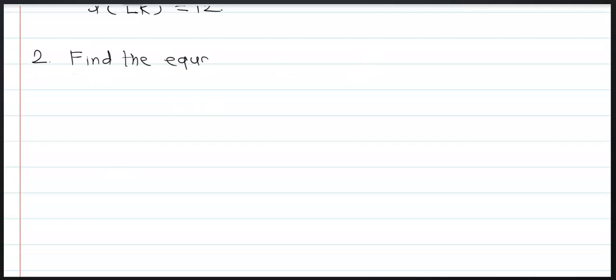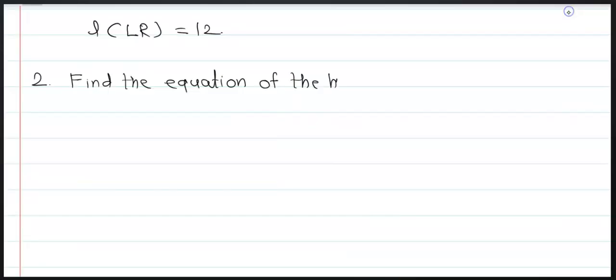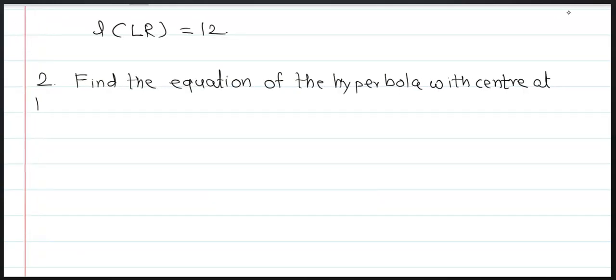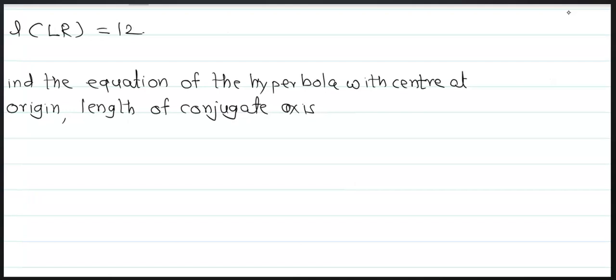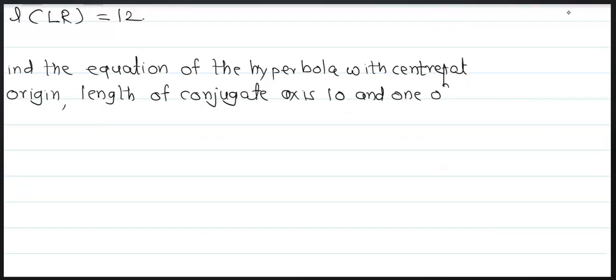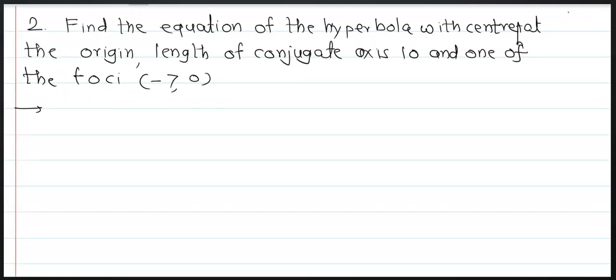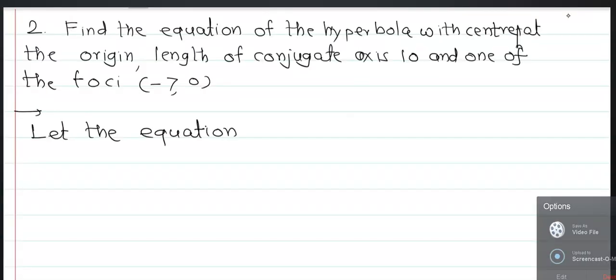Now the question number 2. Find the equation of the hyperbola with center at the origin, length of conjugate axis 10 and one of the foci, that is (minus 7, 0). Now we'll start here.